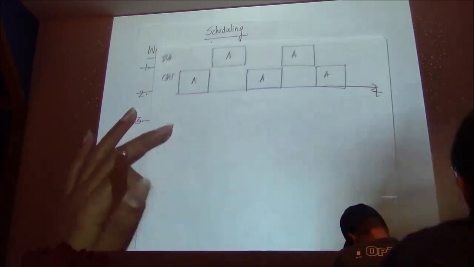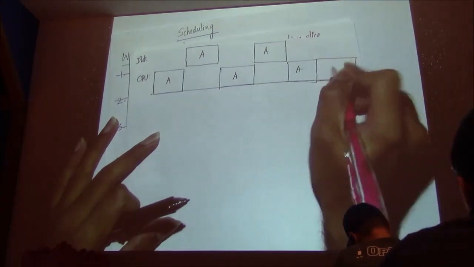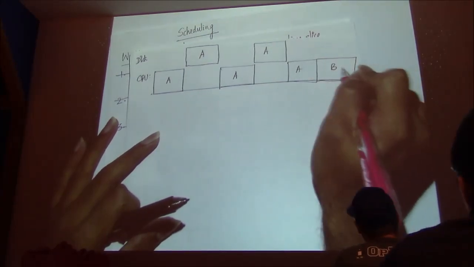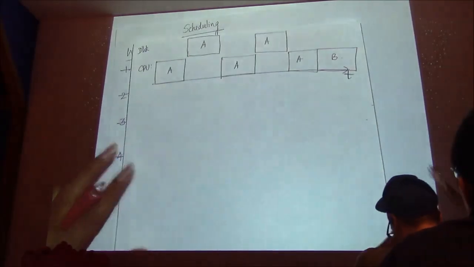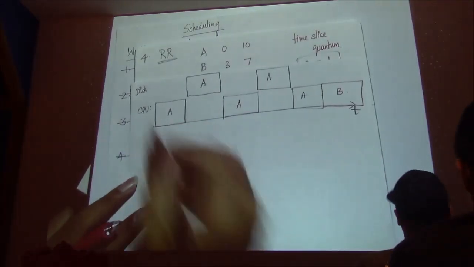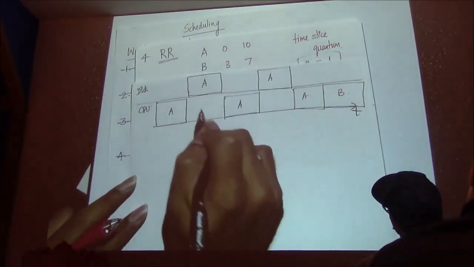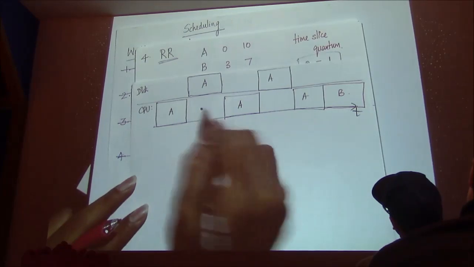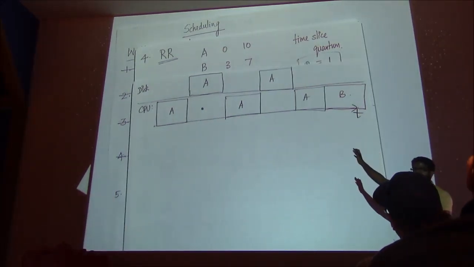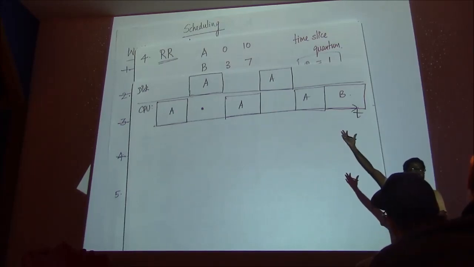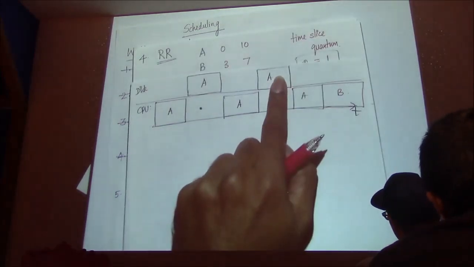Let's assume there is one more process B at the end which needs to run. Here the CPU is really not doing anything, but it is still in the context of job A, even though job A is performing some I/O. Let's say it is trying to read from a file and write to that file.